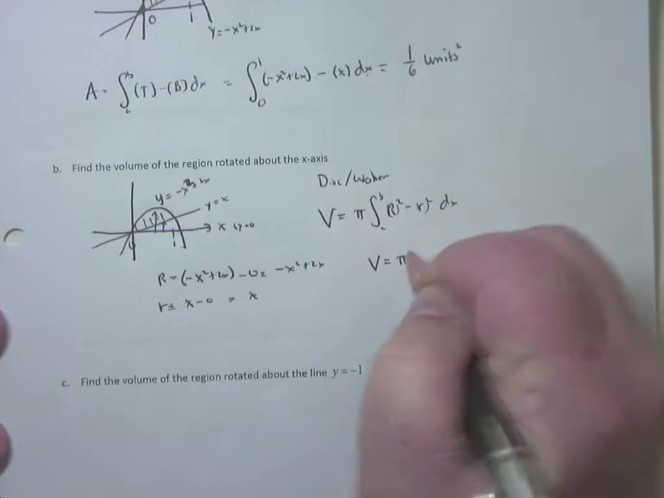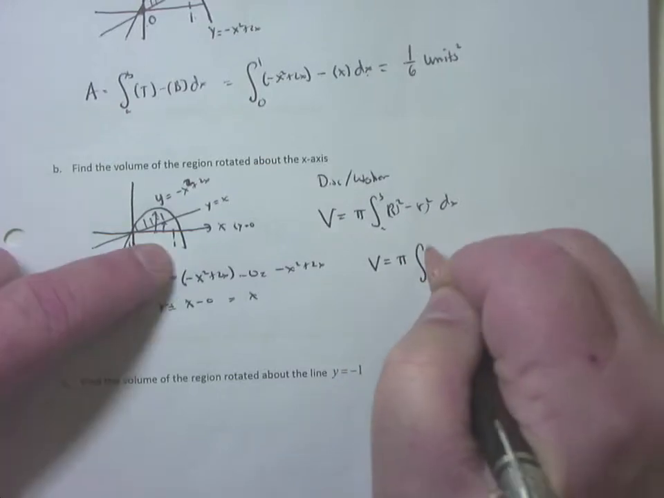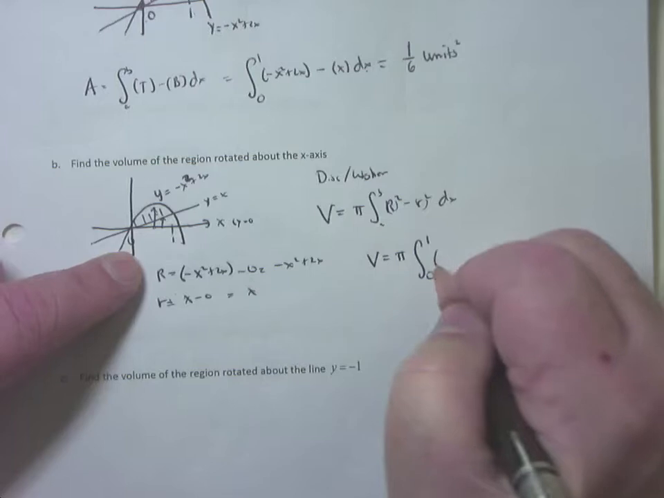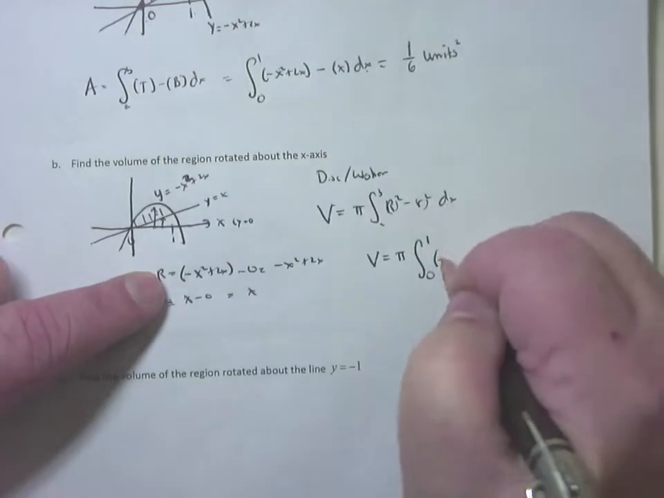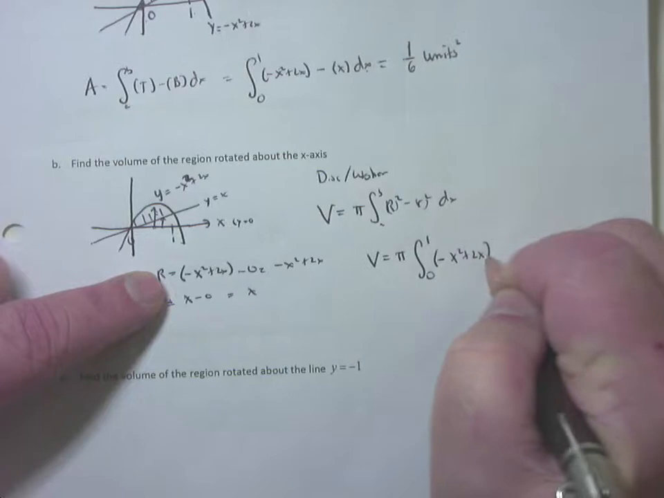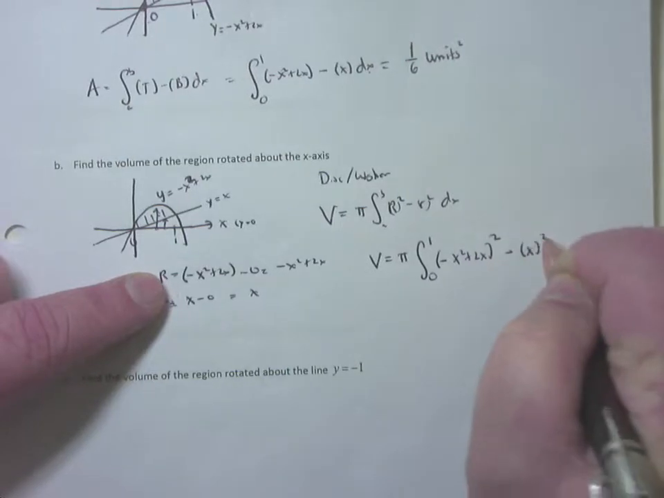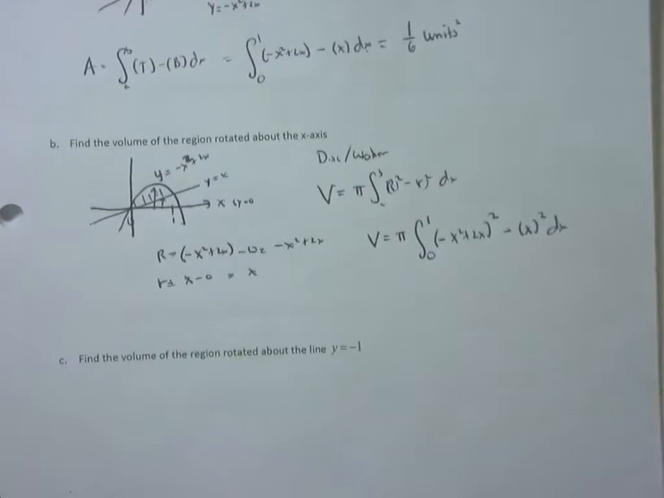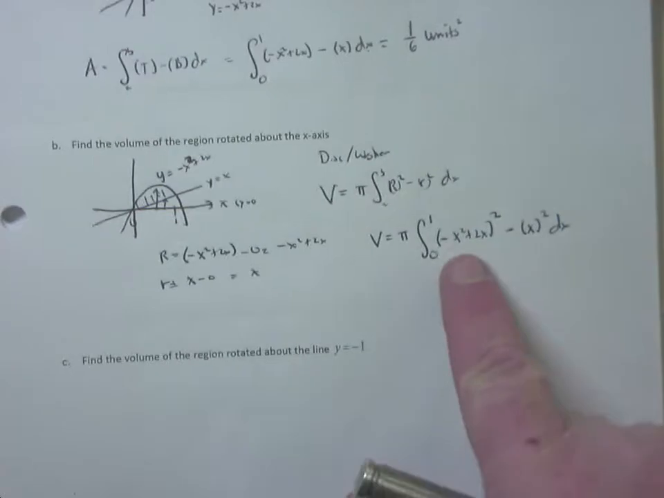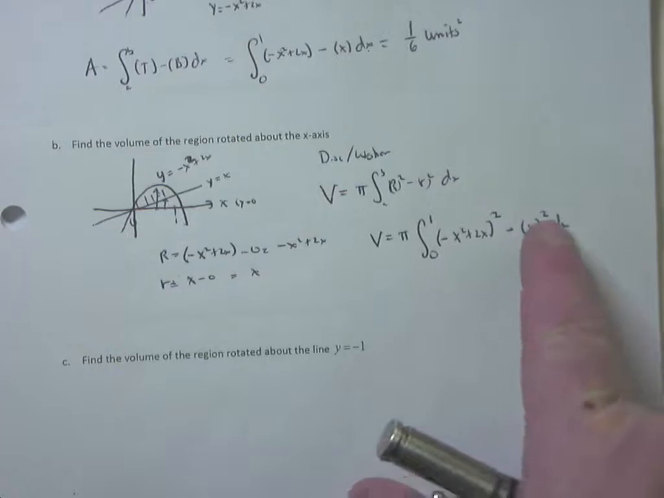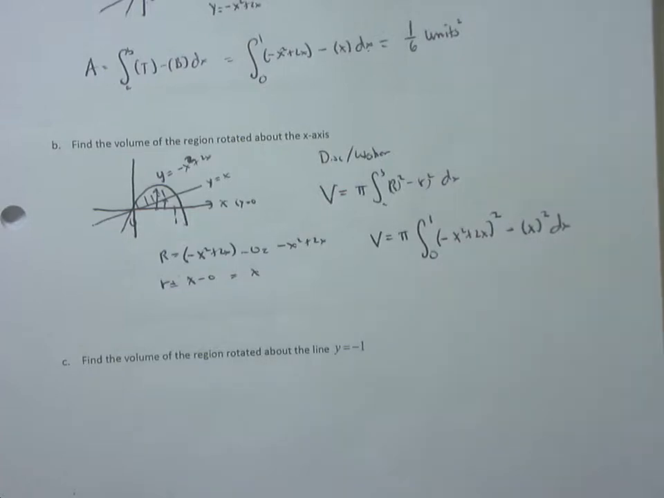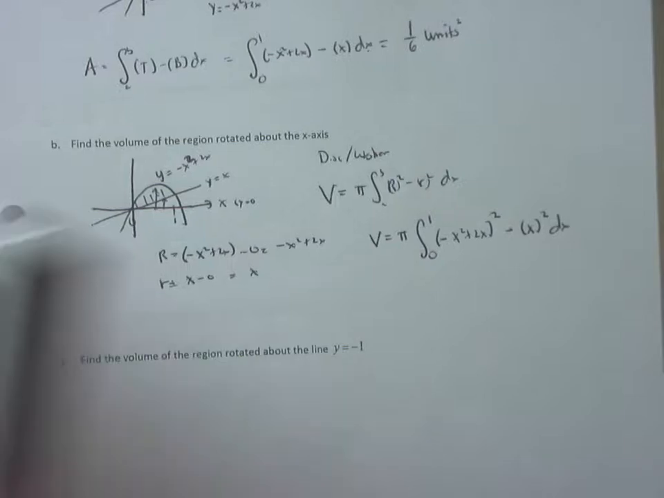So volume is equal to pi times the integral from 0 to 1, that's the bounds of your region, of the top function, basically, but squared. Negative x squared plus 2x, squared, minus the bottom one, x squared, dx. Now, on a lot of these problems, including your calculator project, we want you to set up the integral, and we'll allow you to use your calculator to integrate. However, on the final exam, they may make you integrate this by hand. If you had to integrate this by hand, clean it up first. Foil this part out, minus x squared, combine like terms, and integrate each term. You'll still get the right answer, but it just takes a lot more time.